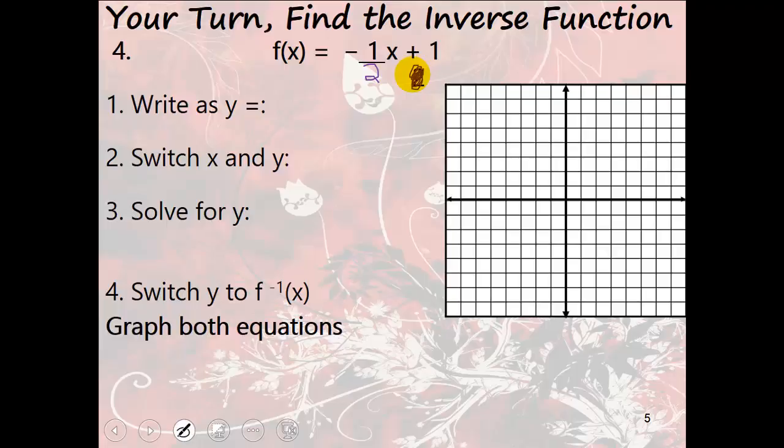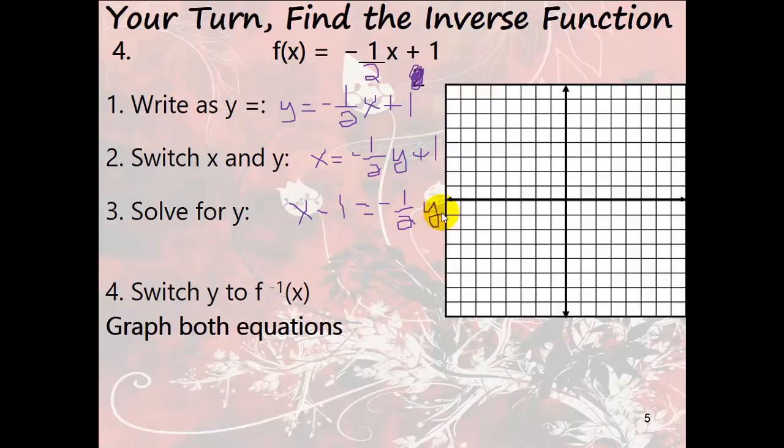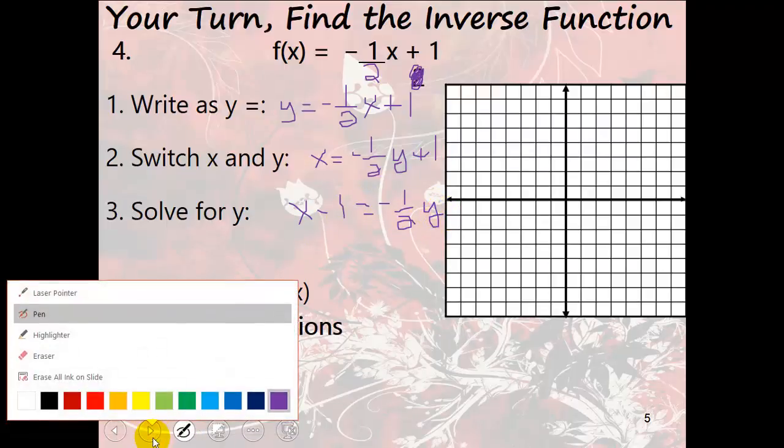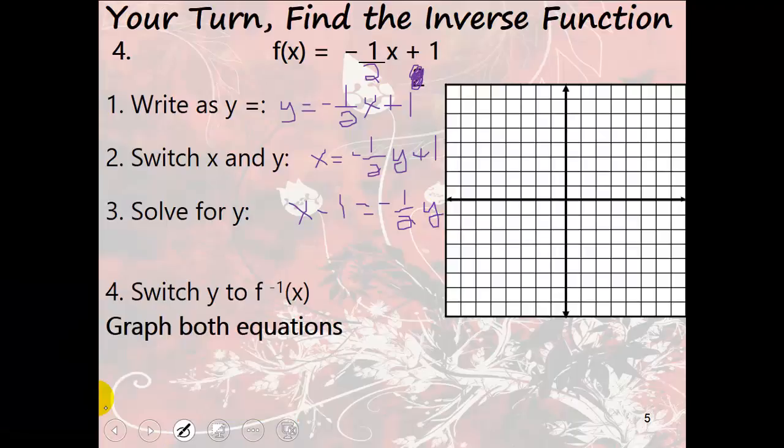All right, here we go. So I'm going to write it as y equals negative 1/2 x plus 1. Then I'm going to switch the x and the y. x equals negative 1/2 y plus 1. Now I'm going to solve for y. x minus 1 equals negative 1/2 y. Now I'm going to multiply both sides by negative 2.